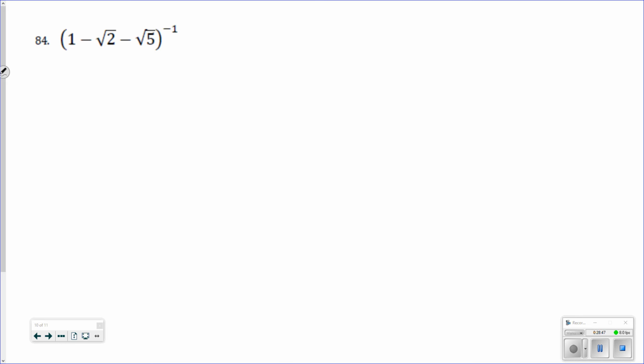84. This one's kind of hard. Well, kind of long. So this one I have a negative exponent. Anything with a negative exponent, get rid of it. So we have 1 all over 1 minus root 2 minus root 5. What you want to do is multiply it by some number that will get rid of the roots on the bottom. In this case, you're kind of lucky with a trinomial with 2 roots. That means we're going to have to multiply by its conjugate, kind of like its conjugate twice. So I'm going to multiply top and bottom by 1 plus root 2 plus root 5.